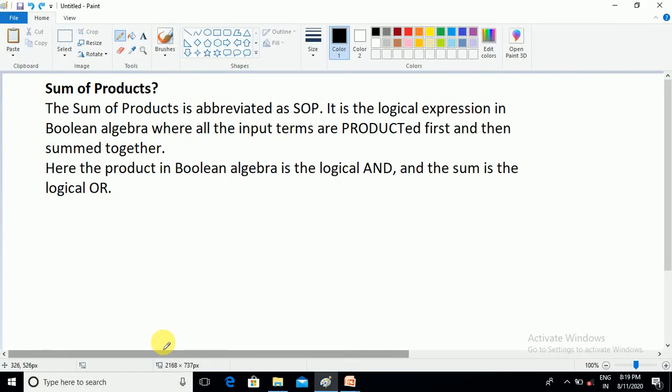In Boolean algebra, what do you mean by the sum of product terms? It means that in any logical expression in Boolean algebra, all input terms are multiplied first and then summed together. Here, first all signals are multiplied together, and after that they are summed together. Then that function format is called a sum of product term.